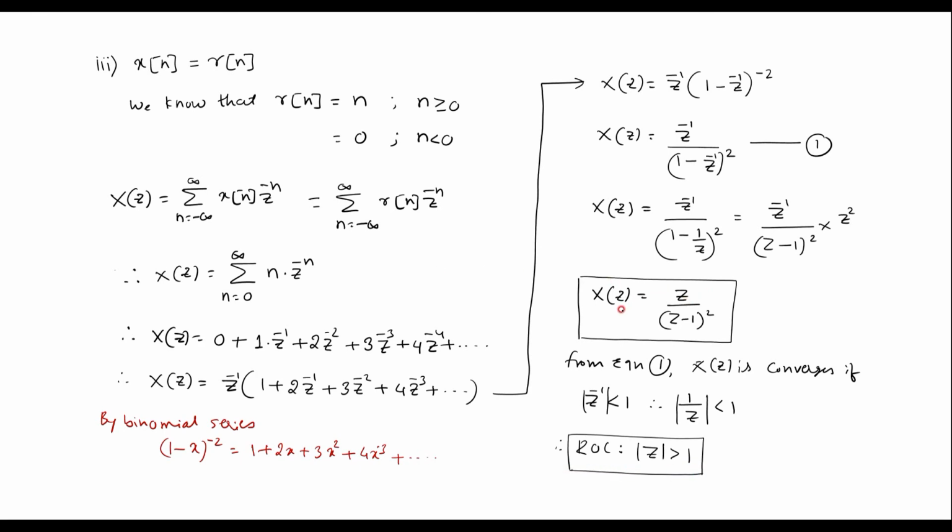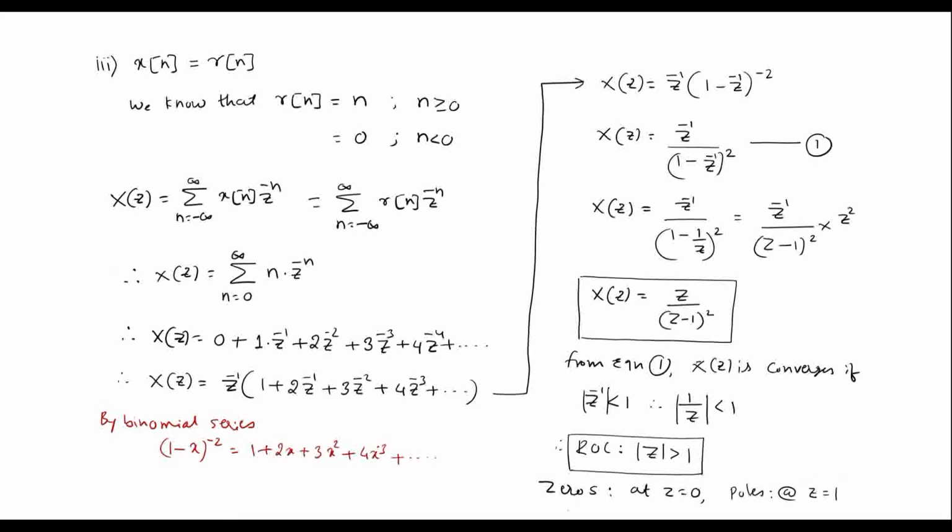In this equation, we can observe that if z is equal to 0, it makes X of z equal to 0. Therefore, the zero is at z equal to 0. And on the denominator side, if we take z equal to 1, it makes X of z become infinity. Therefore, a pole exists at z equal to 1, that is, the pole is at z equal to 1.